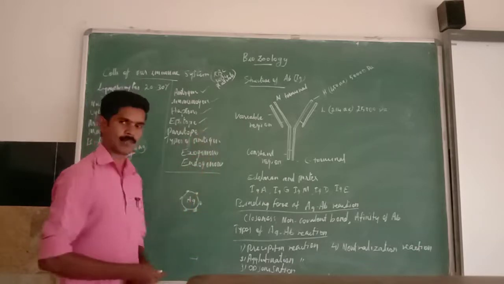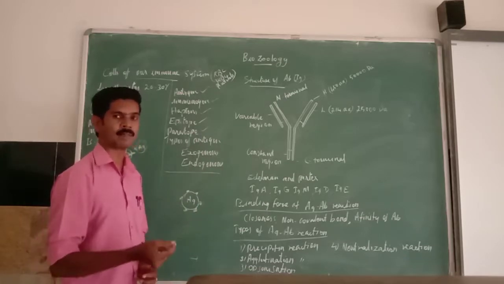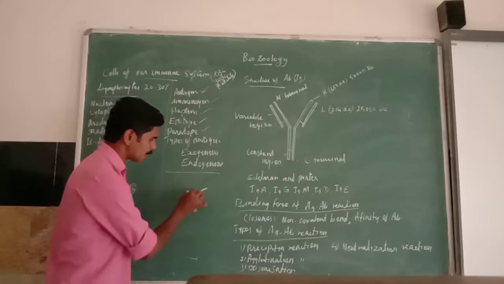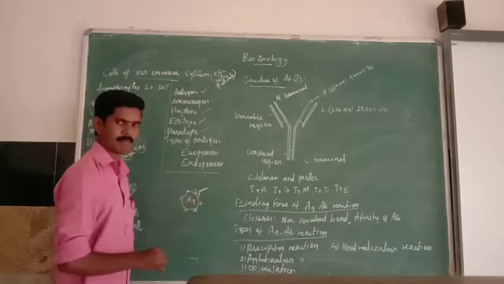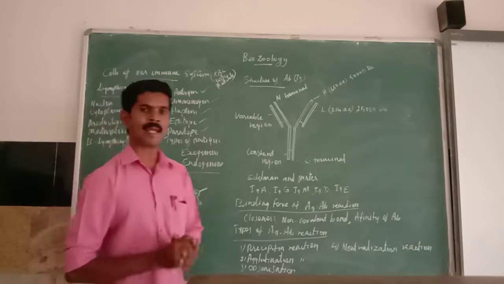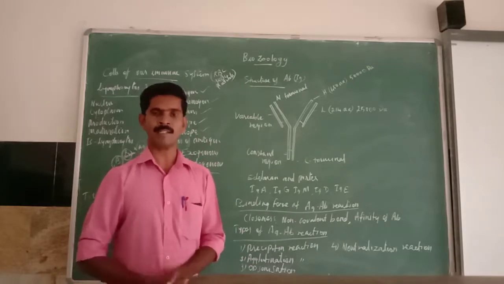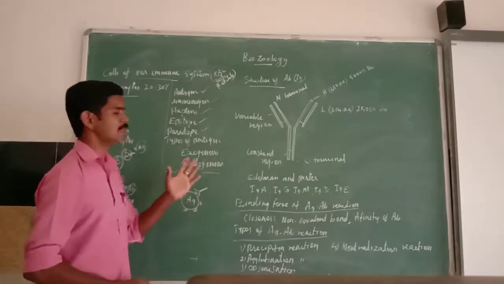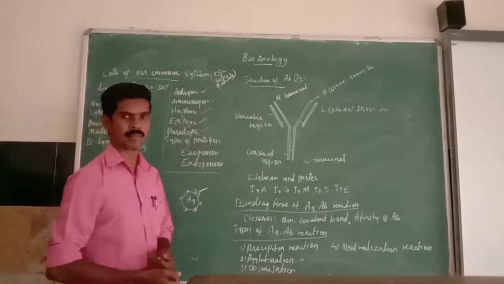Then the next one is paratope. Paratope is the active part of an antibody which makes contact with the epitope. Just imagine this is an antibody. This region is called the paratope region, because this paratope region makes contact with the epitope region of the antigen. Understand, my students? So these are some important terms: antigen, immunogen, haptens, epitope, paratope. Epitope and paratope, sometimes you can be asked as a differential question.